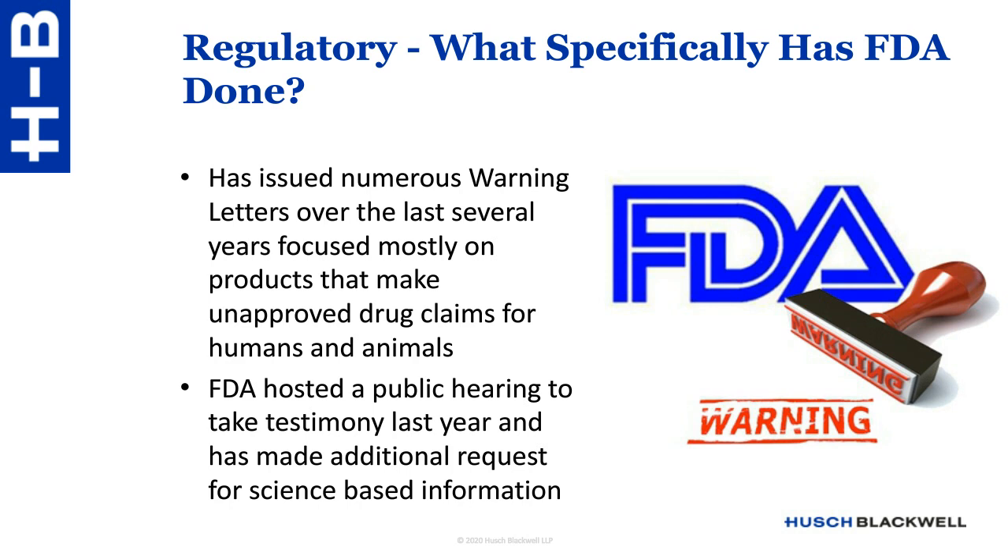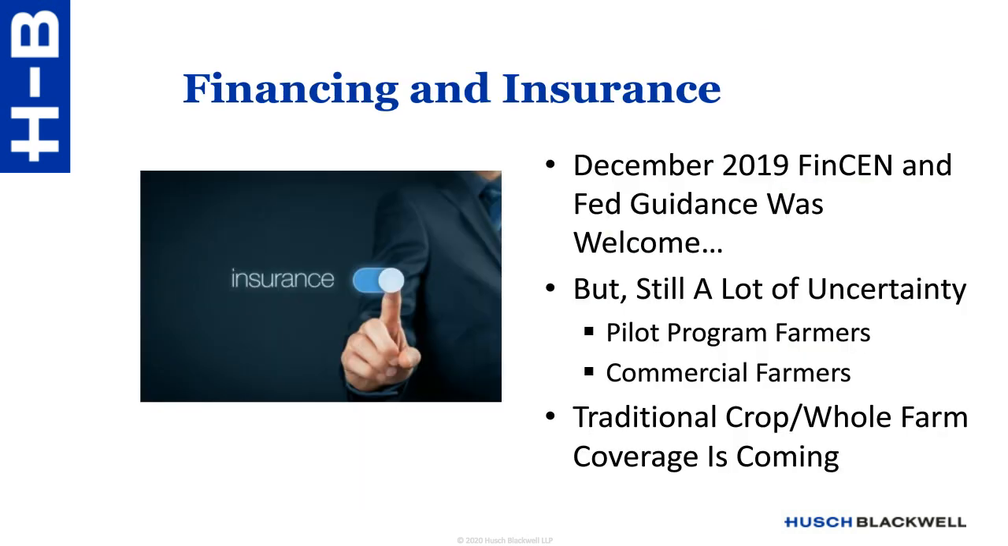The next concerns industry participants have is obviously on the banking and insurance side. FinCEN gave some very clear guidance in December of 2019, because hemp is no longer a Schedule I controlled substance, that banks are not required to file a SAR on customers solely because they're engaged in the cultivation of hemp, so long as they're operating in accordance with applicable laws and regulations.